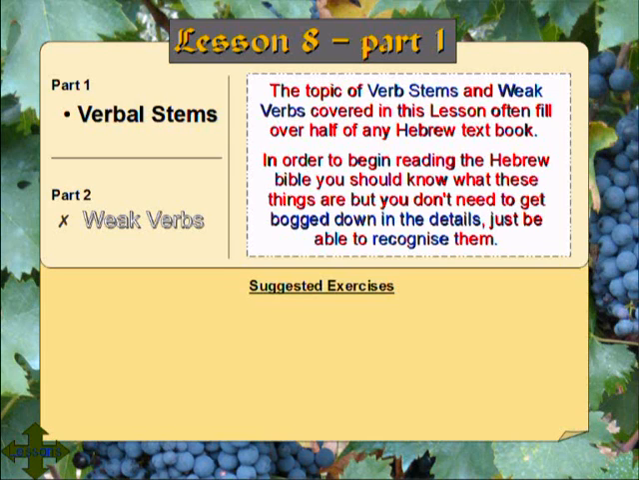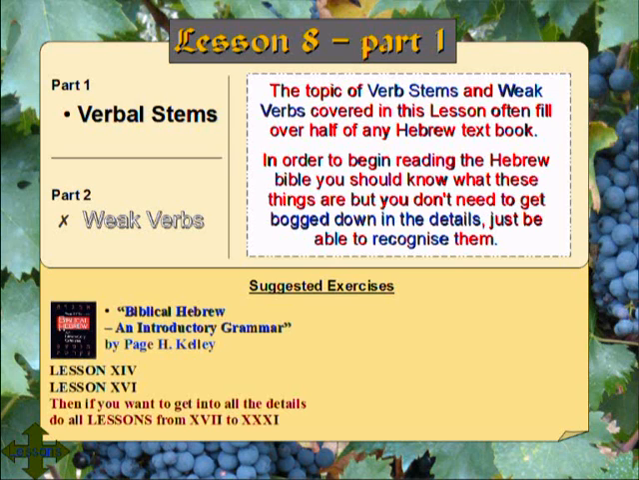The suggested exercises for Lesson 8 in Biblical Hebrew and Introductory Grammar by Paige H. Kelly: Lesson 14 and Lesson 16. Then if you want to get into the details of weak verbs and verb stems, then do all lessons from Lesson 17 to Lesson 31.